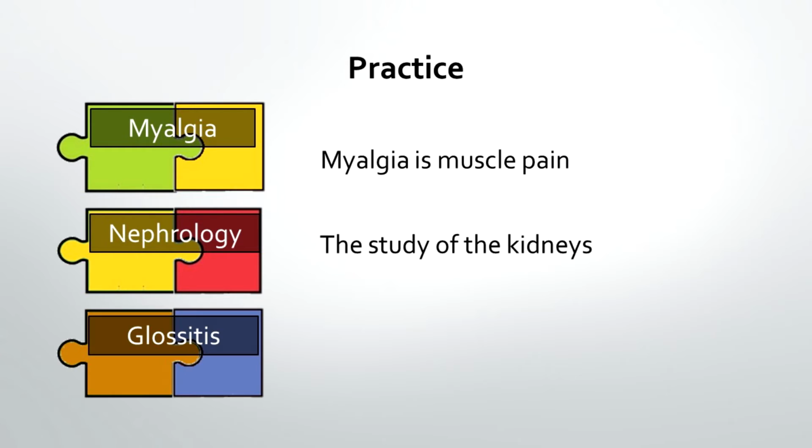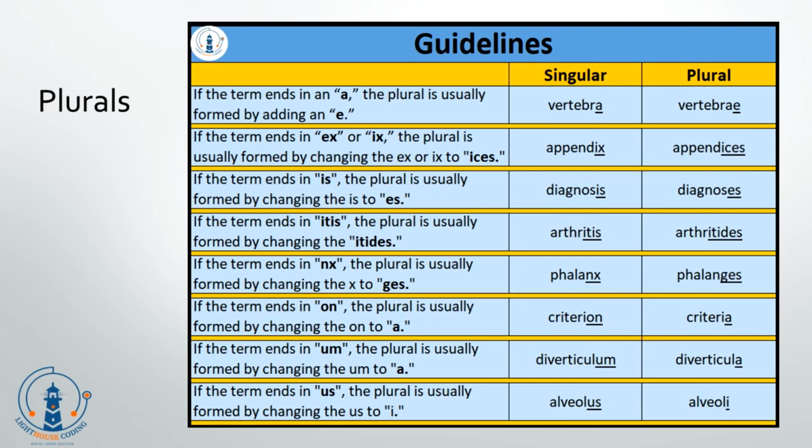And the third word is glossitis. Gloss means tongue, and itis means inflammation. Glossitis is inflammation of the tongue. In medical terminology, the rules for forming plurals are different from those used in common English.